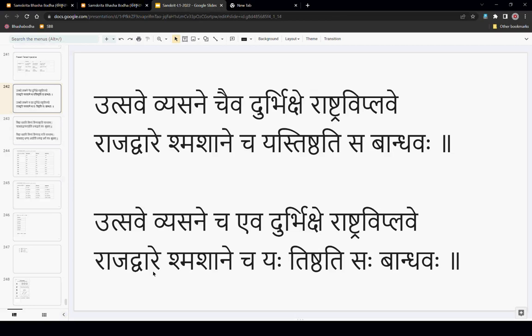Rajadvare is again happy times, right? He is being respected, he is getting a good position. In both cases, yah tishtati, one who stays, one who sticks with somebody. So somebody is having celebration or sorrow, bad times, durbhiksha, drought, rashtra viplave, bad times again, rajadvare, good times, shmashane, again grief. In all these cases, one who stays with somebody, saha bandhavah, is the true relative.